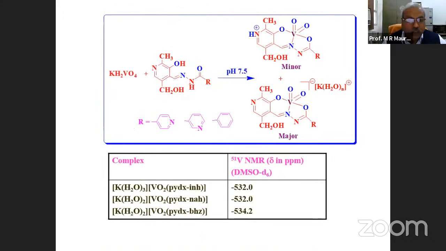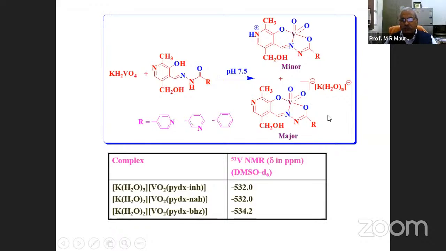Then, say we change this side here: instead of salicylaldehyde, we have taken a pyridoxal moiety, where you have a nitrogen in the pyridine ring system, that is the pyridine moiety, and also you have the hydroxide moiety. Again, the reaction was carried out in water, and after maintaining the pH at 7.5 of the reaction mixture, we got an orange colored compound, but during fractional crystallization, we could separate two compounds.